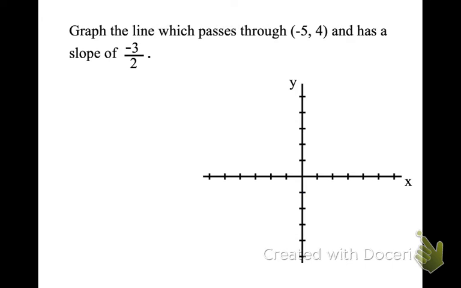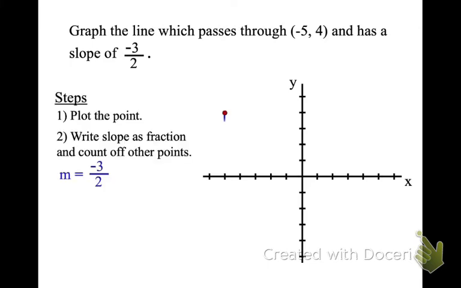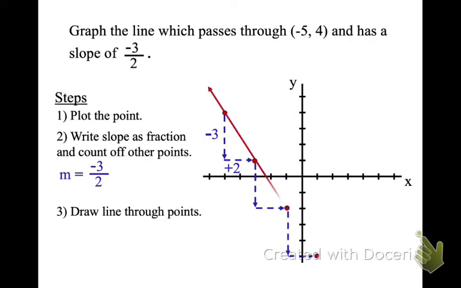If you want to try this one, you can, but we're going to move on. Check your work. We're going to start at (-5, 4). We're going to rise over run to these other points.